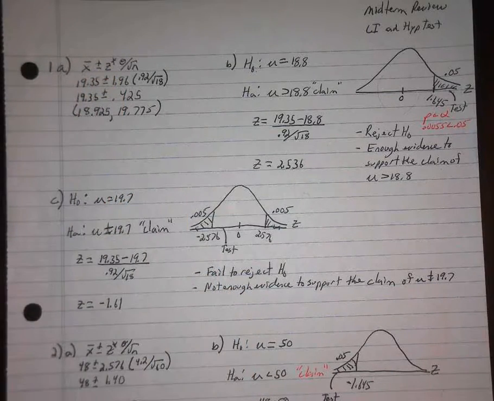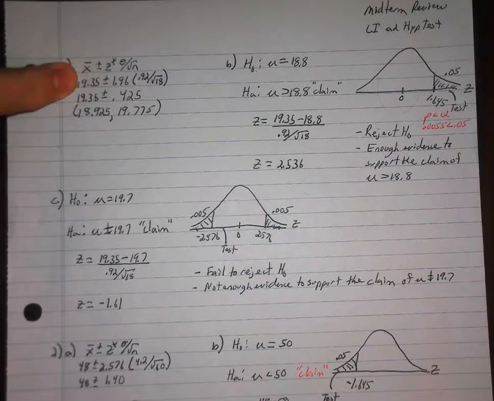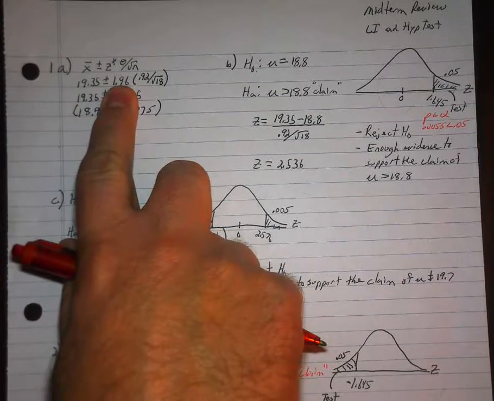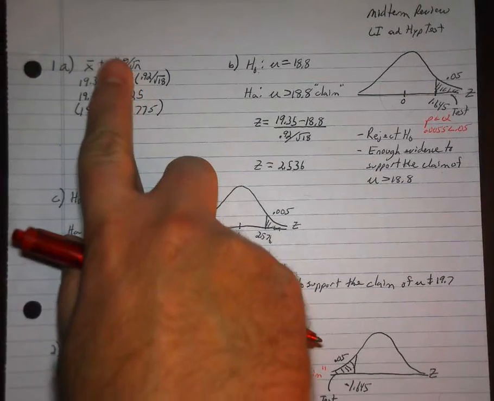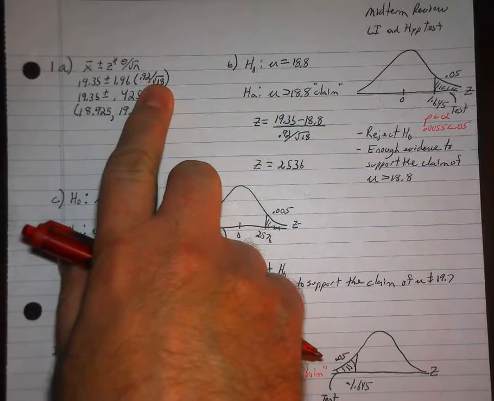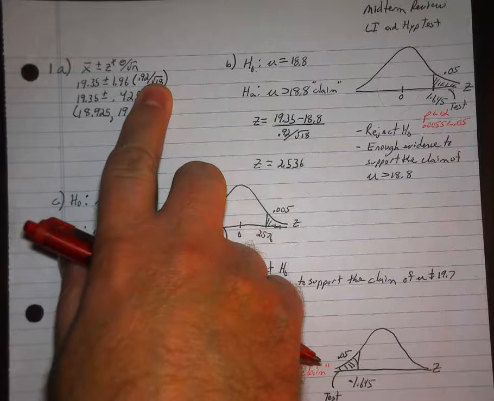They gave you 18 balloons, so you have to find the sample mean. You can put those in list 1 and then calculate the 1-Var Stats. You should get 19.35 for the sample mean. The z-star value that goes with a 95% confidence interval is 1.96. Sigma, they told you in the problem, was 0.92. And the square root of 18 is because 18 is the sample size.